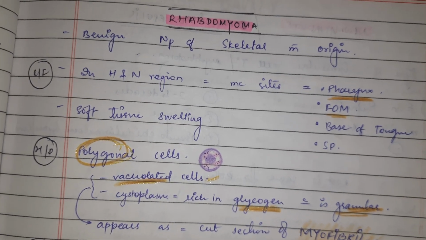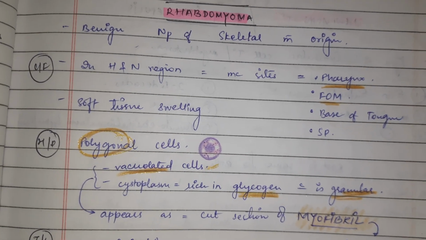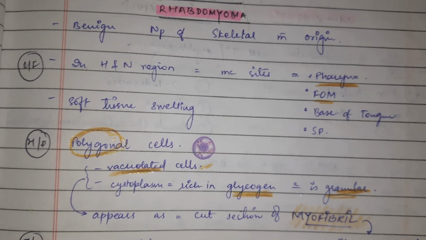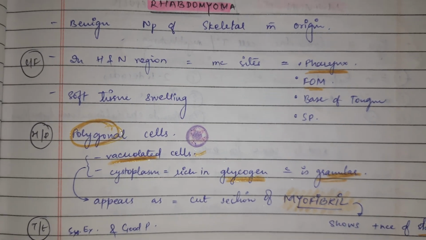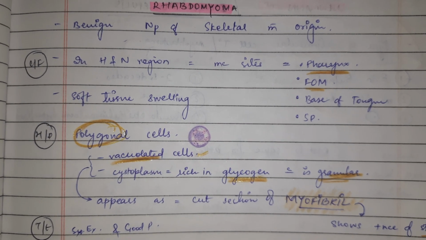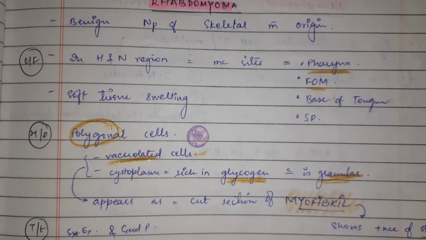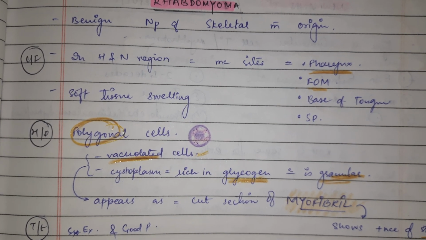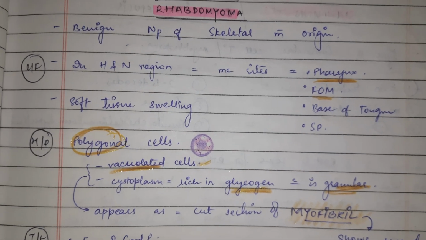Clinical features in the head and neck region: the most common sites are the pharynx, floor of the mouth, and base of the tongue, then the soft palate. It presents as soft tissue swelling in the head and neck region.